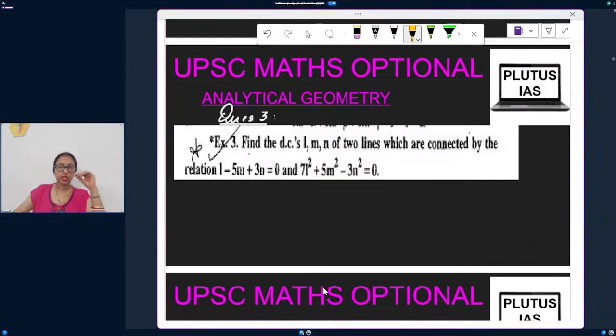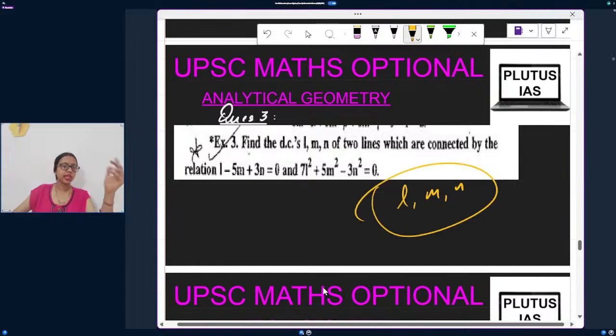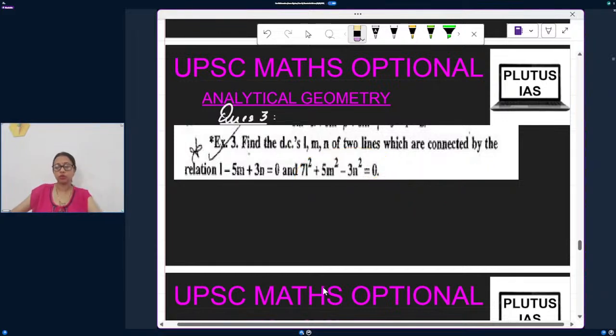Find the direction cosines l, m, n of two lines which are connected by the relation given. So basically you have to find l, m, n, and two equations are given. But when I have three variables, I at least need three equations. Number two, we are usually used to solving three variables in three linear equations, and one of them is not even a linear equation. So how to proceed?